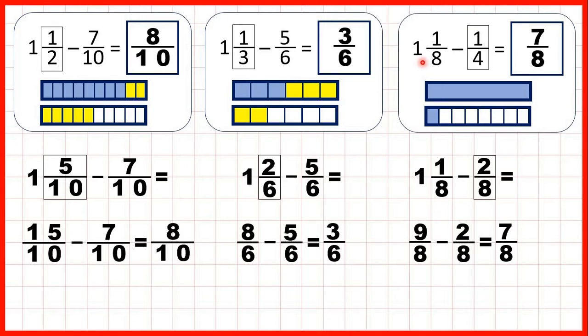Finally, we had 1 and 1/8, but we needed to subtract 1/4. We changed 1 and 1/8 into 9/8, and we saw that 1/4 is the same as 2/8. So if we subtract 2 of those eighths, we get 7/8 as our answer.